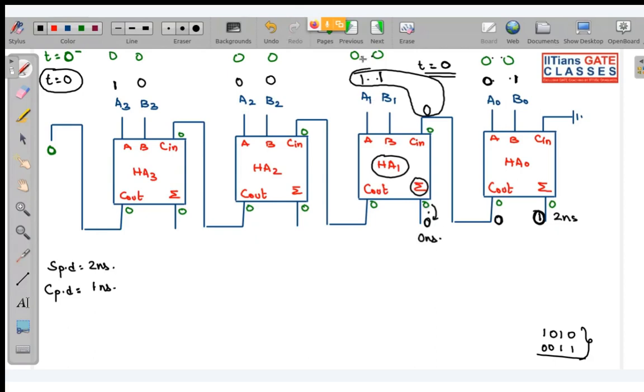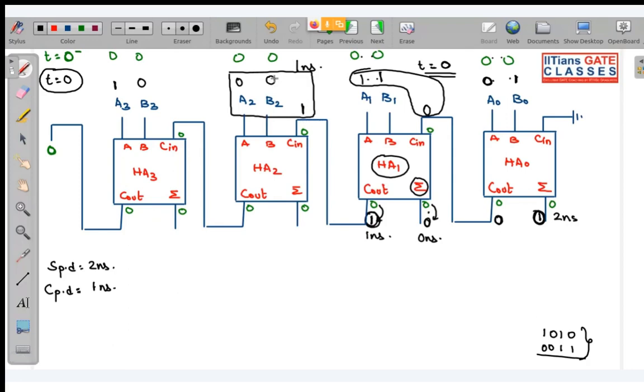But when you add 0 plus 0, there is no carry. But when you add 1 plus 1 plus 0, there will be a carry generated. Now you can see there is a transition in one of the outputs of this half adder one, and this one is going to be generated after how many nanoseconds? See, input has been applied at t equal to 0. Carry propagation delay is 1 nanosecond. So this output, C out of this half adder one, will get stabilized at 1 nanosecond. So this full adder will have the complete set of inputs at 1 nanosecond.